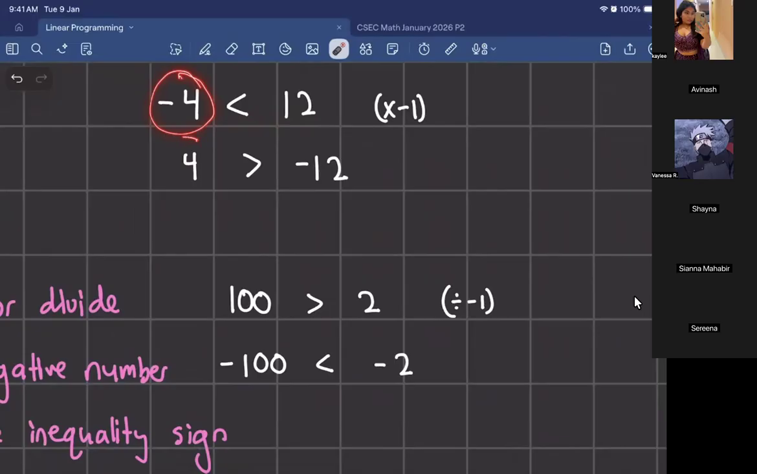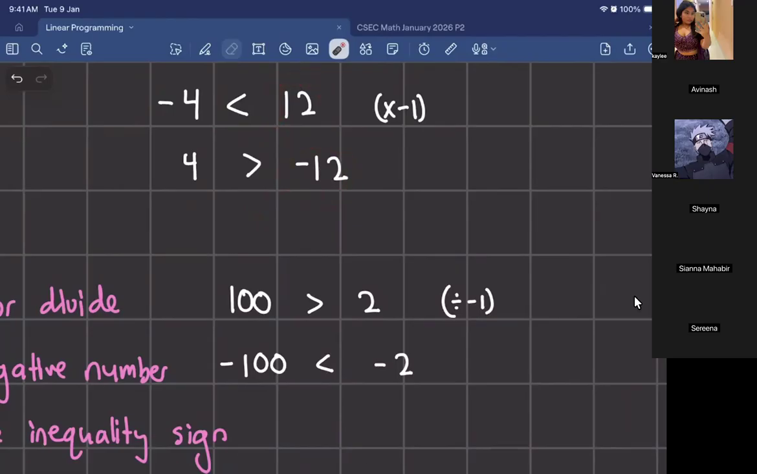That would be more than 12. Wait, forget about the sign in the middle. If you multiply negative 4 by minus 1, what would you get? A negative and a positive, right? Positive 4. And what is positive 12 times negative 1? Negative 12. Right.